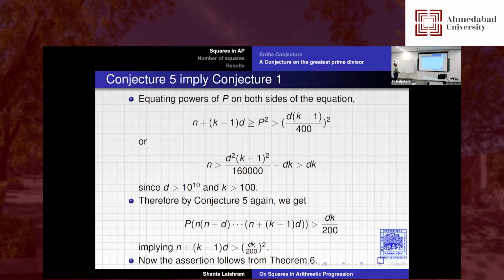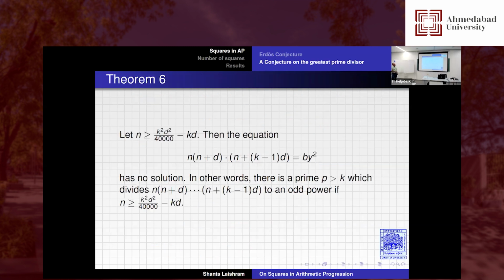So that means this proves the conjecture. So I have got n plus k minus 1 bigger than (dk by 200) whole square. Once this number is true, this equation has no solution. That's what I proved in one of the theorems. So now the assertion follows. So this is the theorem: if n is bigger than this, then this equation has no solution. So once conjecture 5 holds, it has a large prime factor, then this equation has no solution. That is proved.